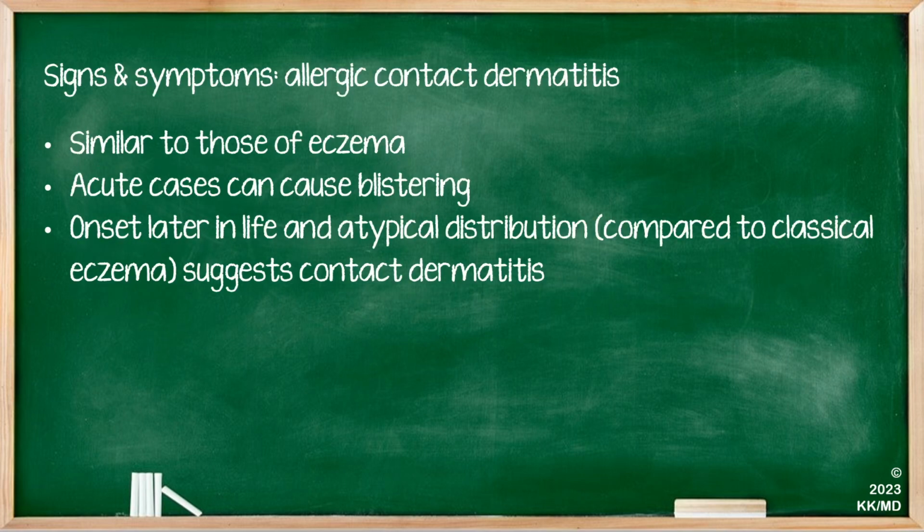In terms of its signs and symptoms, for allergic contact dermatitis, it's really quite similar to those of eczema. If you would like a revision of signs and symptoms in relation to eczema, please click here on our previous video. Acute cases can cause blistering disease. If they happen later in life or if they have an atypical distribution compared to those of classical eczema, then you need to be thinking about contact dermatitis.